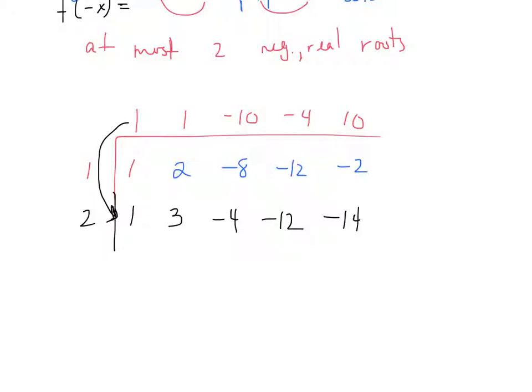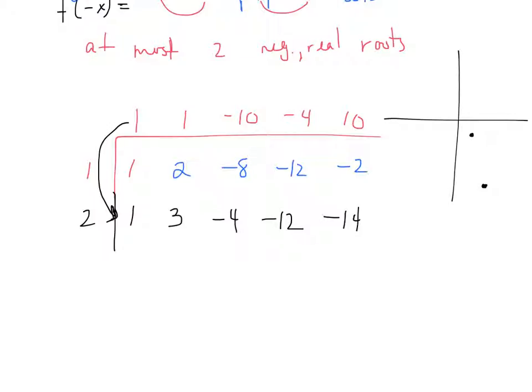So I can visualize what's happening right now on the side by plotting these points. 1, -2 is here. 2, -14 is down here. That's what's happening right now. So what should I do? Yeah, let's try a negative number and see what happens.